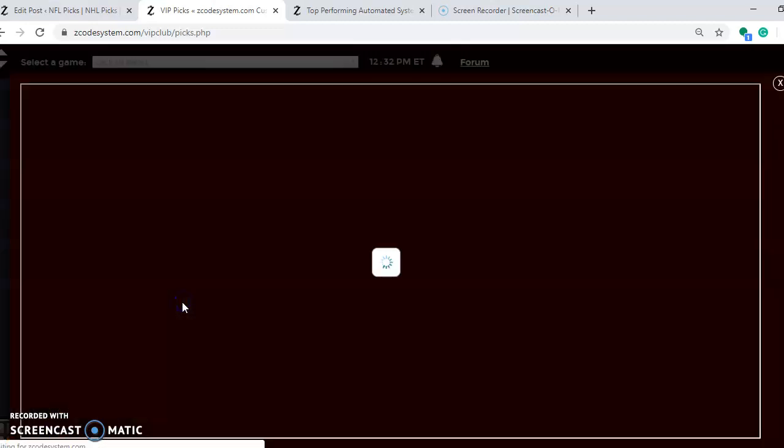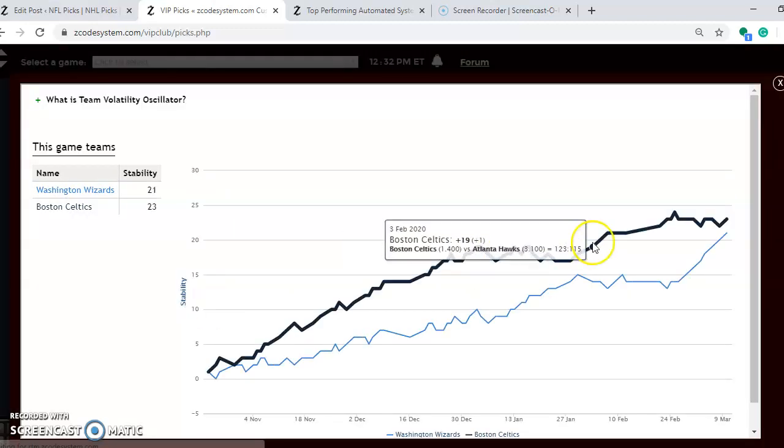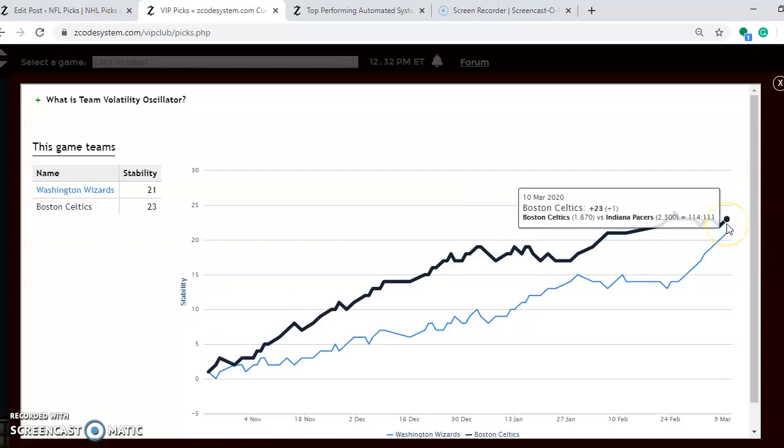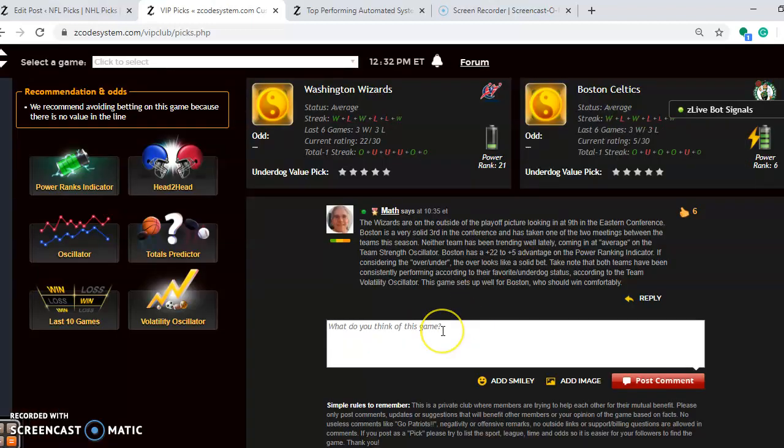If you look at the volatility oscillator, how stable are the two teams? Both very stable, plus 23 to plus 21. And what this means is that they are performing consistently according to their favorite underdog status. So Boston is a clear favorite in this one. They are a much better team, and they should win this one rather comfortably.